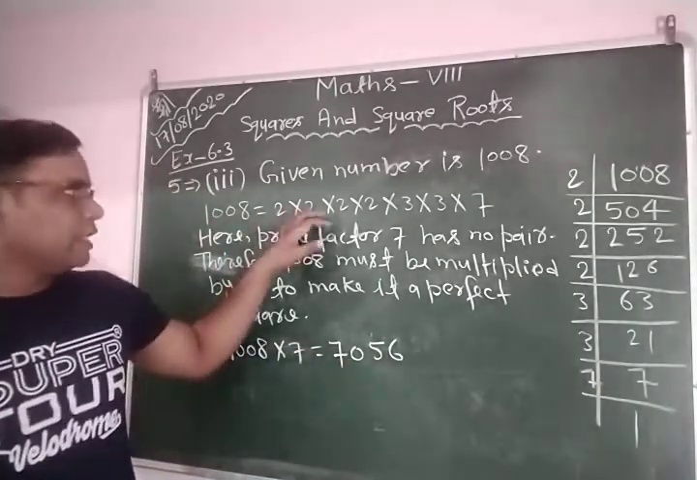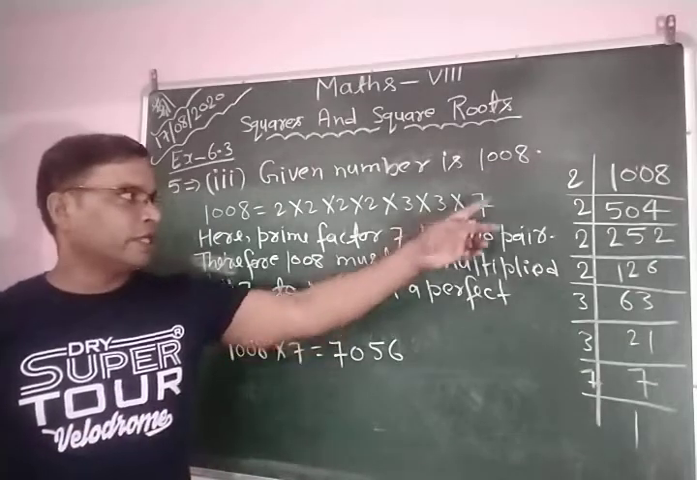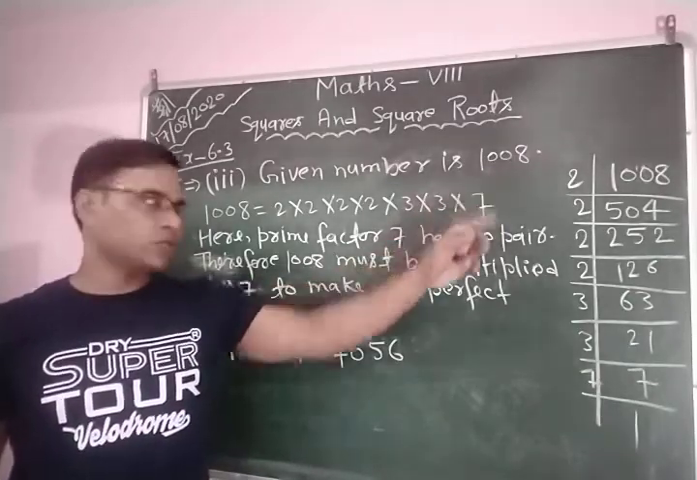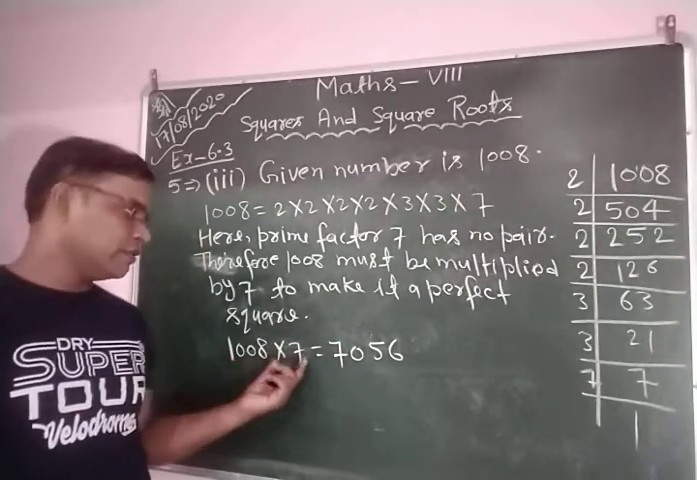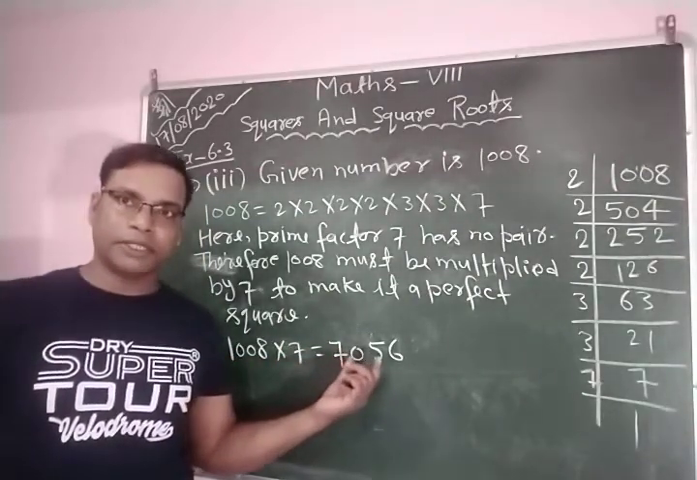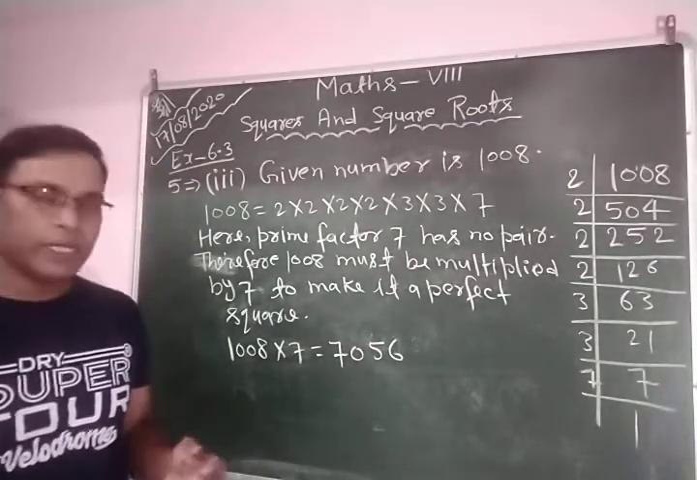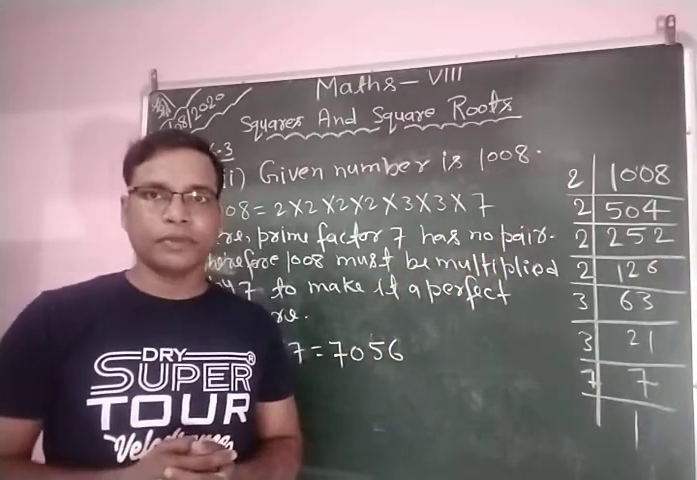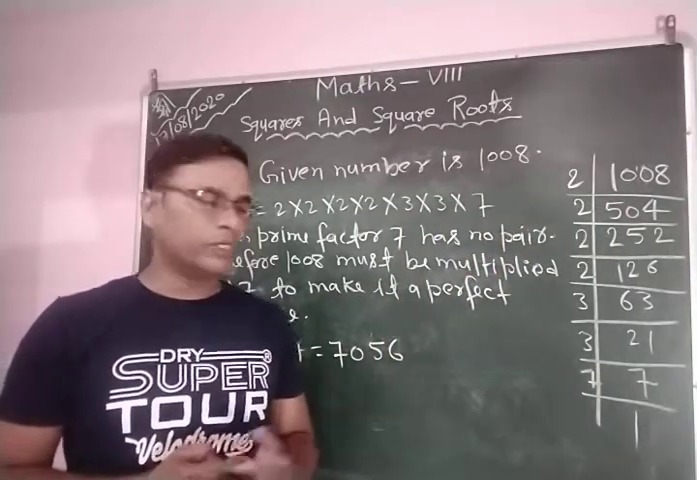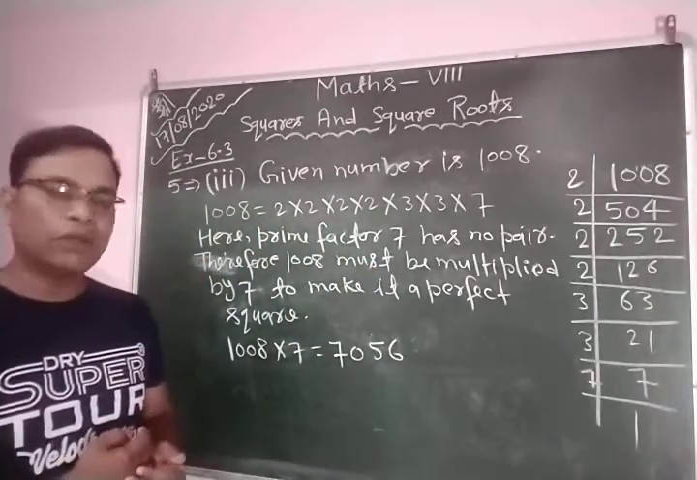You can see we wrote 1008 as the product of prime numbers. Here we can see 7 has no pair, so we multiply the given number 1008 by 7, and then we obtain 7056. This number becomes a perfect square number, because if we multiply by 7 here, then 7 is in pairs, so this number becomes a perfect square number. Now you find the square root of this number.